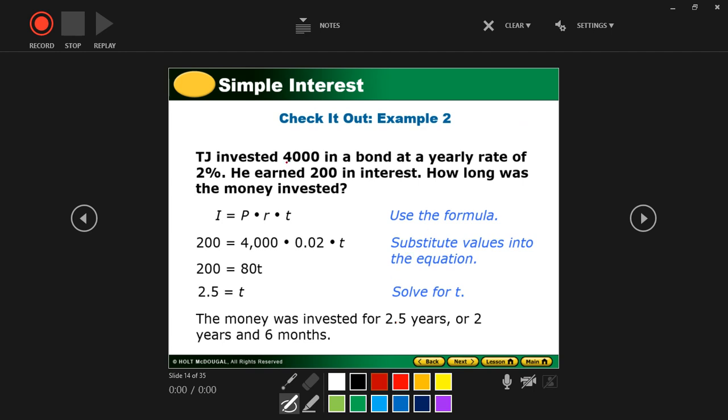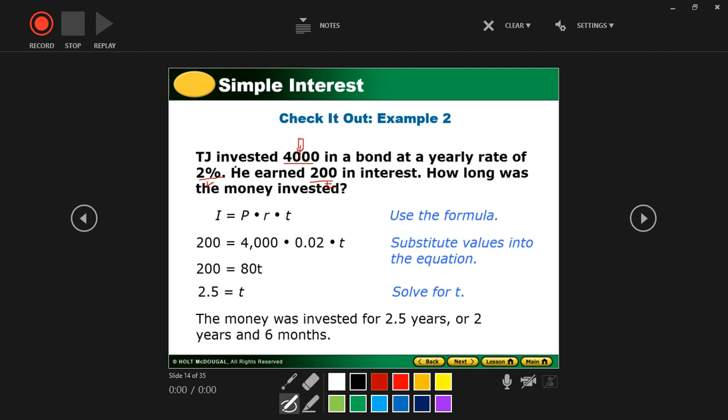TJ invested 4,000 pesos in a bond at a yearly rate of 2%. He earned 200 in interest. How long was the money invested? So si TJ nag-invest, ang kwarta na tag-invest is 4,000, that is the principal amount. Okay? Ang porsyento, that is the rate of interest, no? R. Ang tubo, that is the interest itself, that is I. So, ang gipangita gihapon is ang time. We'll be using the same formula.